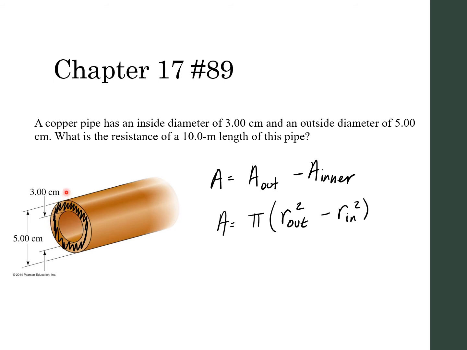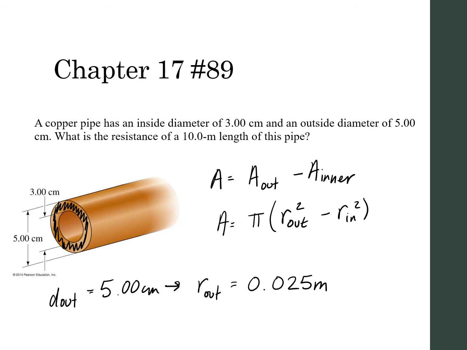And in order to do that, we have our full wire subtracting out the center part that we've hollowed out. So we now have the area portion, and we have our two radius values. So the diameter out is 5 centimeters, which means that radius out is going to be half that. And we want everything to be in SI units, so we'll have 0.025 meters.